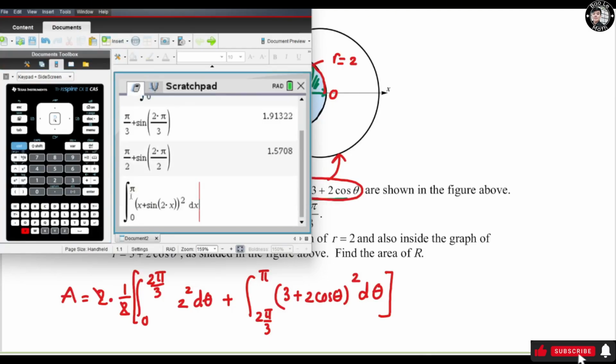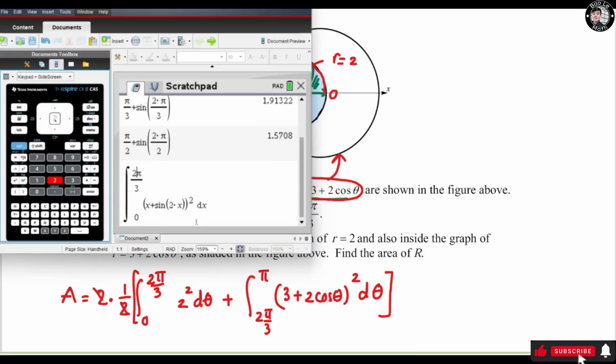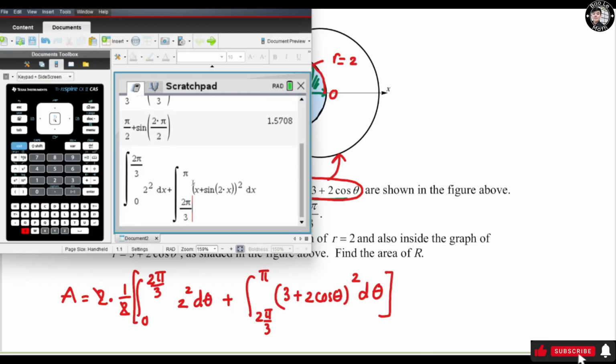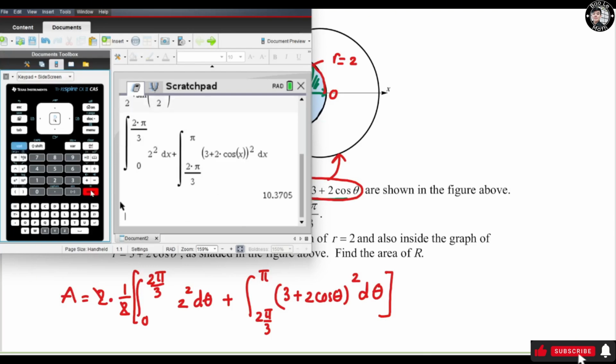So the integral from 0 to 2 pi over 3 of 2 square dx plus the integral from 2 pi over 3 to pi of (3 plus 2 cosine theta), and then press Control Enter. It's going to be 10.3705.